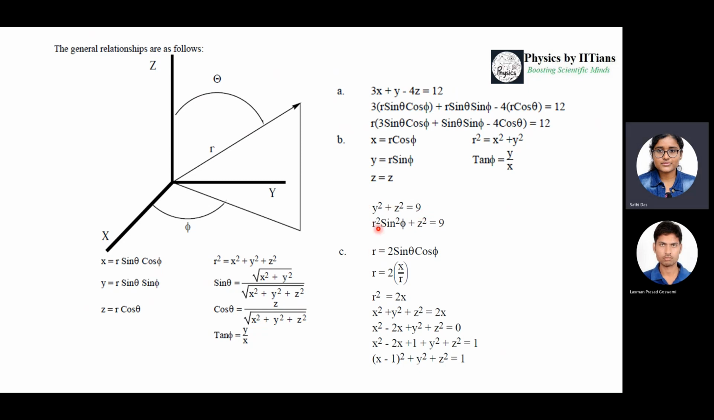The given equation is y square plus z square equals 9. In place of y, you write r sine phi. So it will be r square sine square phi plus z square equals 9. Hence, this is the transformed equation.